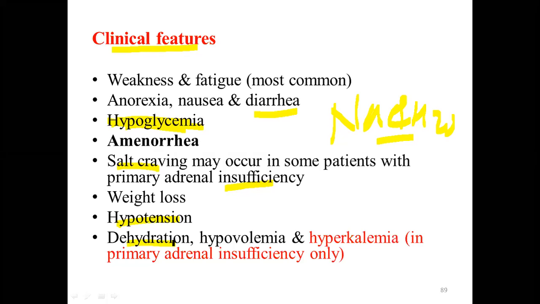Adrenal insufficiency. Then, especially the dehydration, hypovolemia and hyperkalemia is mostly predominant in primary adrenal insufficiency, where the level of aldosterone is affected. As I said before, in case of primary adrenal insufficiency, all the regions of the adrenal gland will be affected. Mostly, when you say adrenal insufficiency, we are referring to abnormal production of the cortex, or any problem in the cortex region, not in the medulla region. That is when we are going to say adrenal insufficiency.